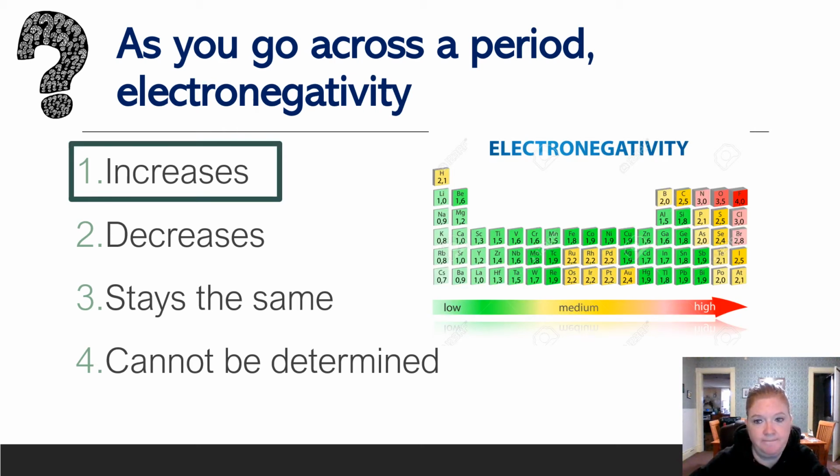Increases. Okay, fluorine being the most electronegative element, you see it 4.0. I always think about perfect score, 4.0. And then cesium, you can see in this section right here, it has the lowest. So we're going to have the highest up here with fluorine and the lowest in group 1.